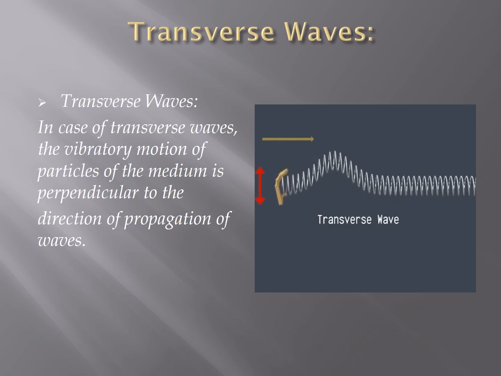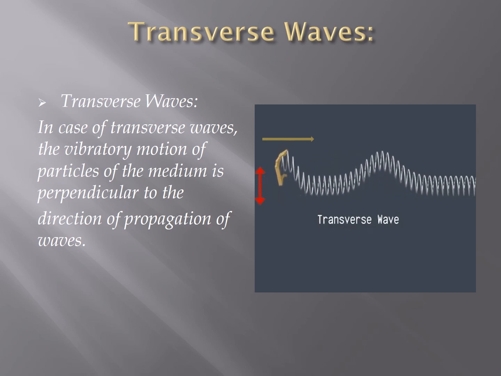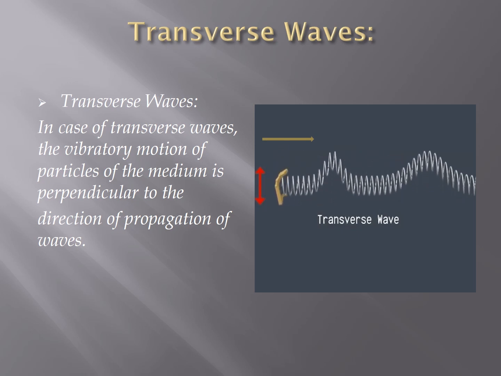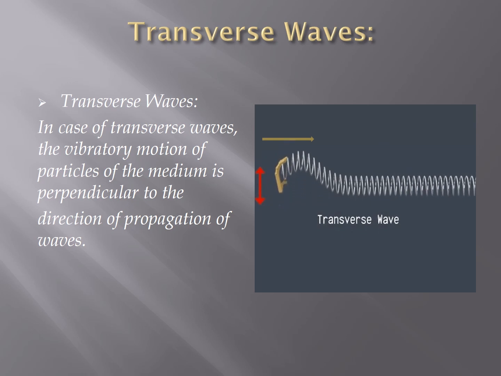Transverse waves. In transverse waves, the vibratory motion of the particles of the medium is perpendicular to the direction of propagation of the wave. As you can see, a slinky spring is used to explain the transverse waves, and when we move the slinky spring in up and down position, a wave will generate. The brown arrow shows the direction of propagation of the wave, and the red arrow shows the vibration of the particles of the slinky spring, and both make an angle of 90 degrees. This justifies the definition.